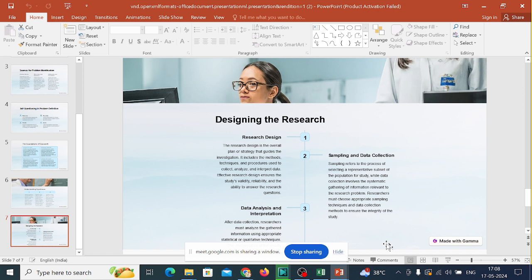Now, how are you going to design the research? Simply, it is an overall strategy or plan which guides the investigation. It includes the methods, techniques, and procedures used to collect, analyze, and interpret data. So effective research ensures the study's validity, reliability, and ability to answer the research question. So this is the process of doing research.